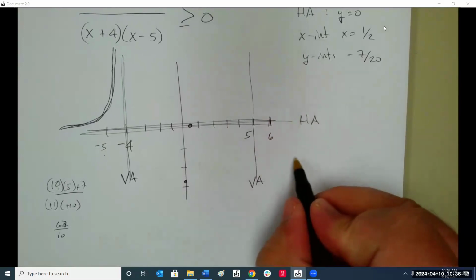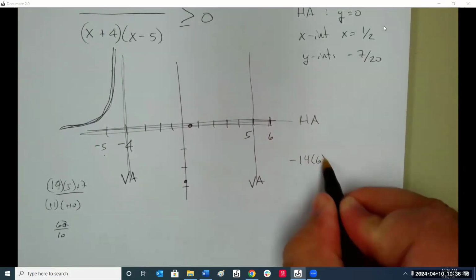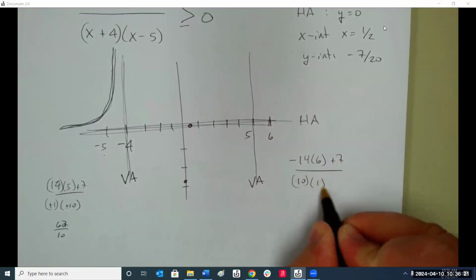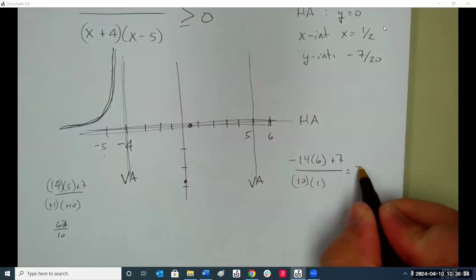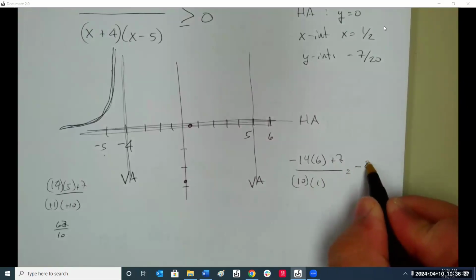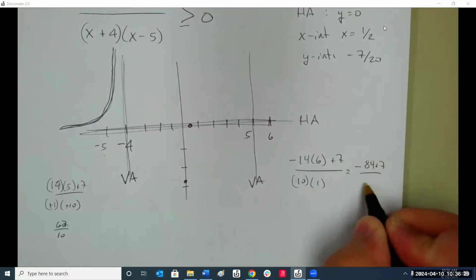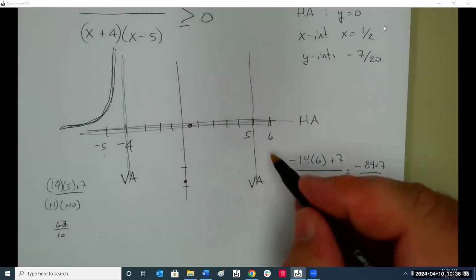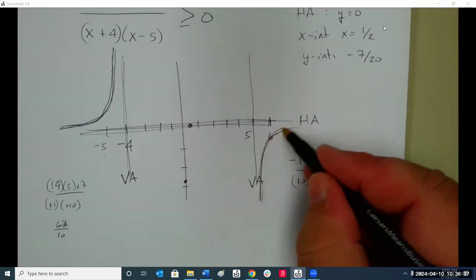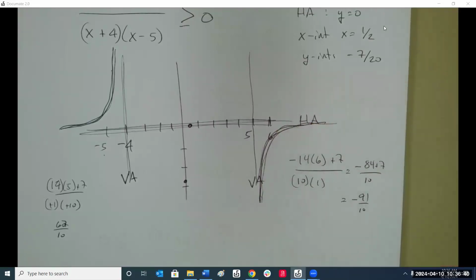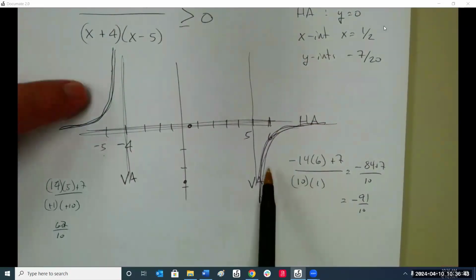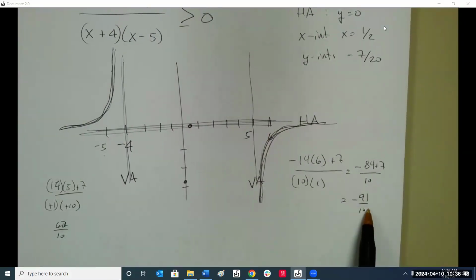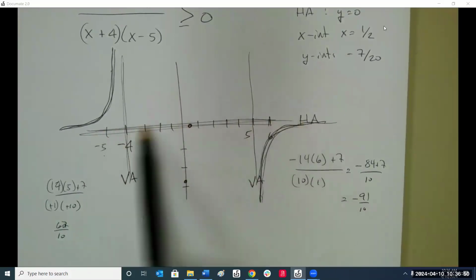At 6, -14 times 6 plus 7. 10 times 1. Negative 91 over 10. Because at the end quadrants, it's either going to be above or below. Once we find a point, it's positive or negative. Since that's a horizontal asymptote, it's going to be below it.